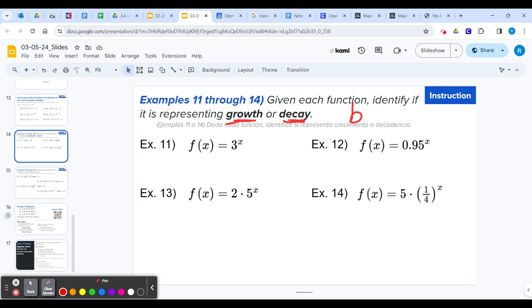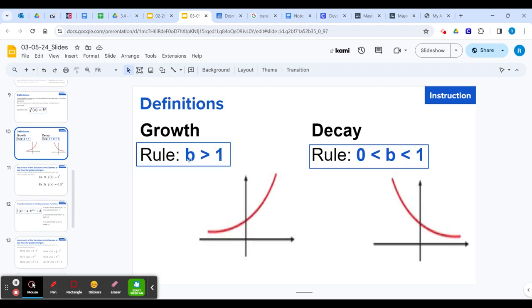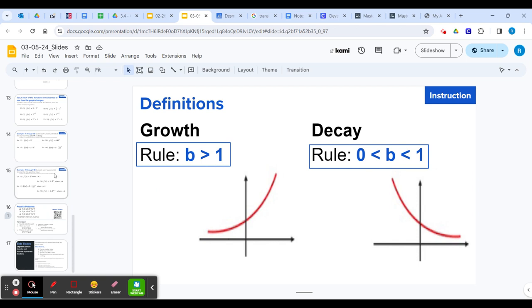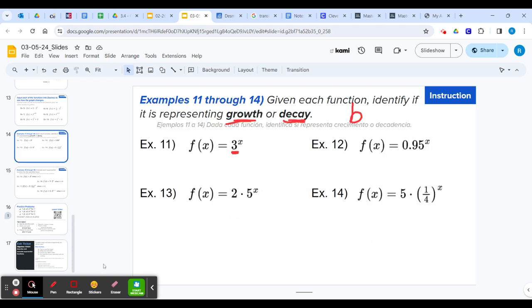So if I look at example 11 and I look at 3 here, remember back to our rules in our notes earlier: if b is greater than 1, then we have growth, whereas for decay, b has to be between 0 and 1. So I look here and I see that my 3 is greater than 1. I'm just going to put a little note: this is greater than 1. So that means in example 11, we would have growth.